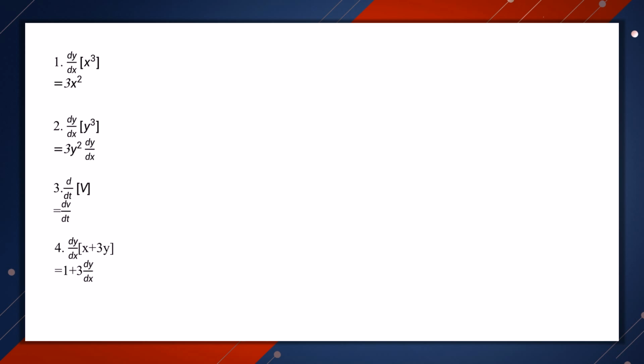Next, d over dx of x plus 3y. The answer is 1 plus 3 times dy over dx. The fifth question is d over dx of x times y squared. The answer is x times 2y times dy over dx plus y squared times 1.